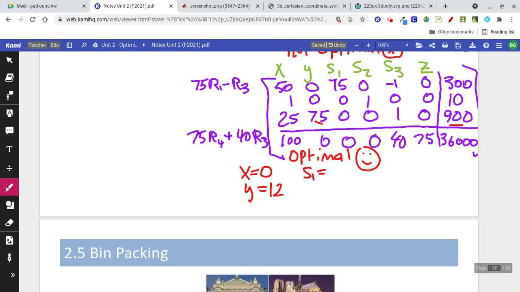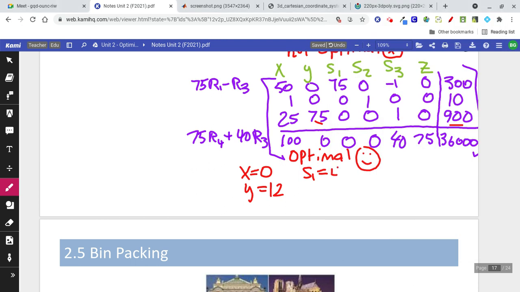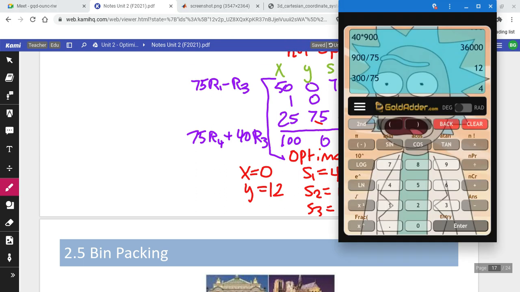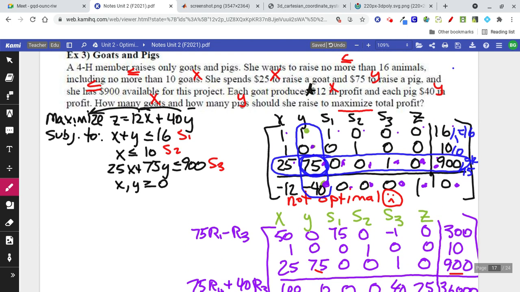S1, 300 divided by 75 is 4. S2 is 10 divided by 1 is 10. And S3, that's non-basic, so that's 0. And then Z is 36,000 divided by 75. 480. Okay, 480. Now you may remember that number, or those numbers, because we've solved this problem before.